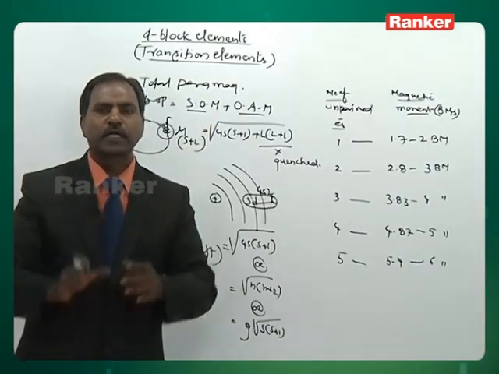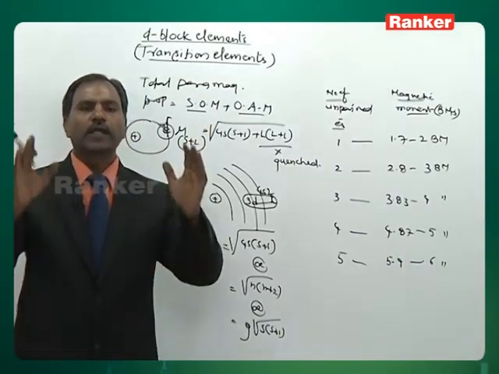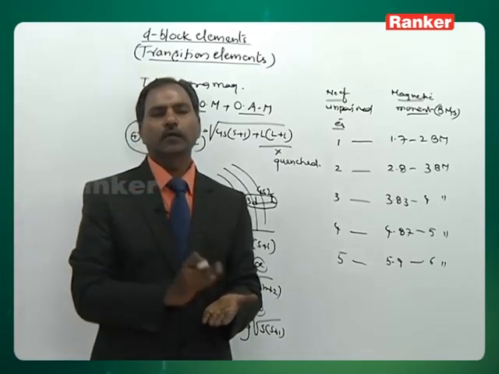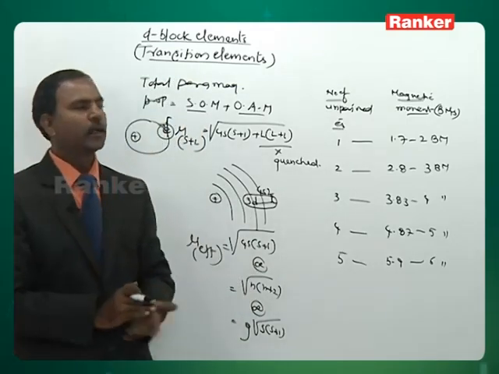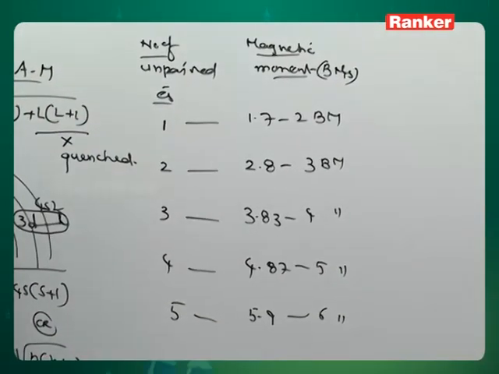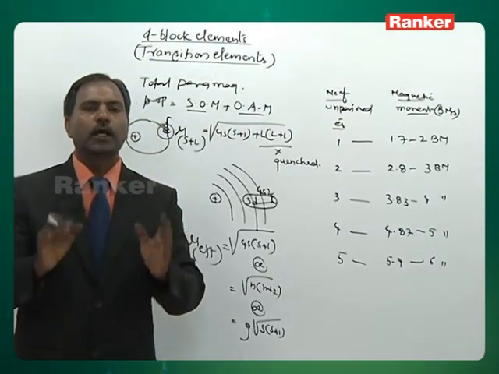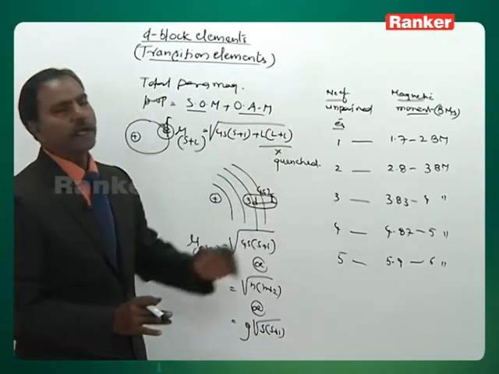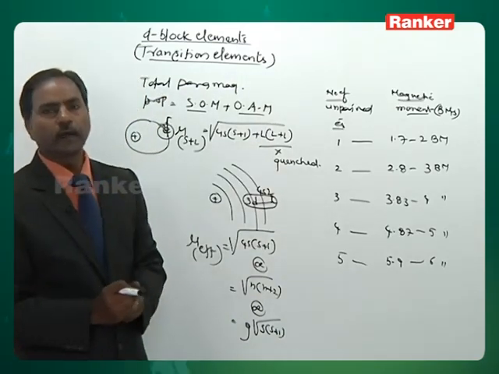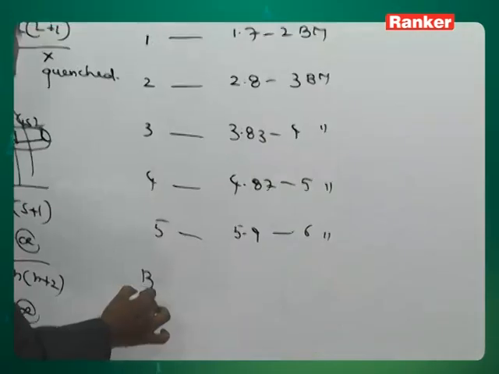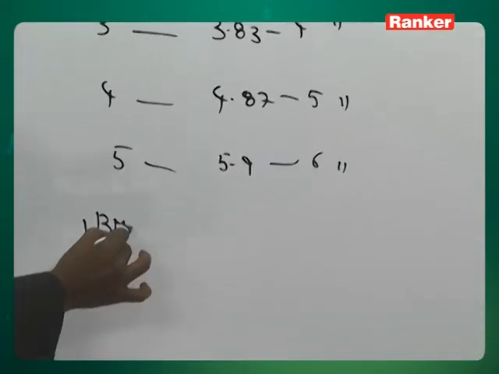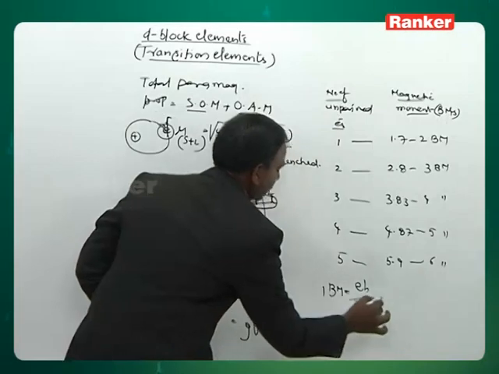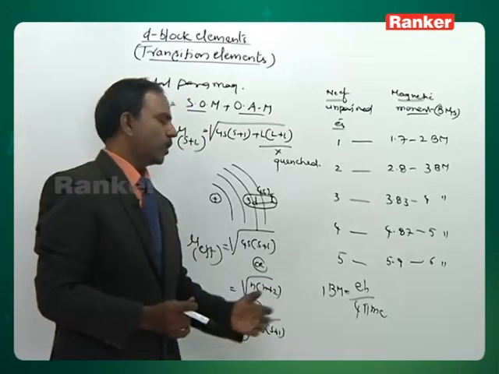In any substance, if the number of unpaired electrons is known, we can say its magnetic moment, like 1.8, 2, 2.8, 3, 3.8, 4, 4.8, 5, 5.8. Next, these magnetic moments are generally measured in Bohr magnetons, BM. See, one BM is equal to eh by 4 pi mc.